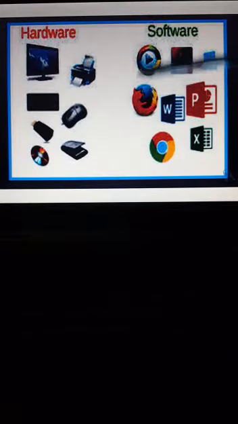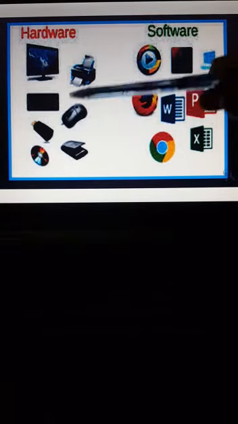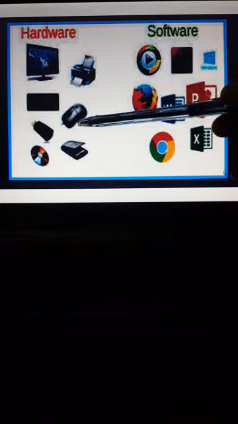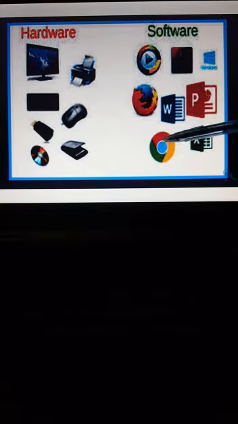Chrome. These all are the softwares and these all are programs. So now you can easily differentiate between hardware parts and the software. Moving towards the next term, that is operating system.